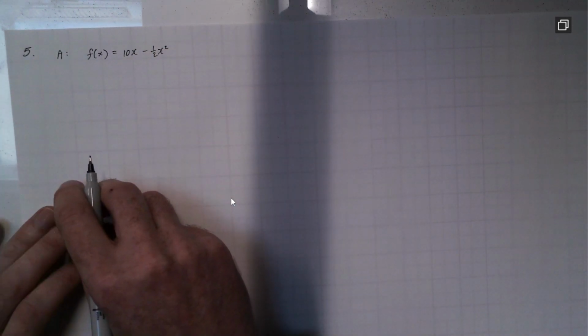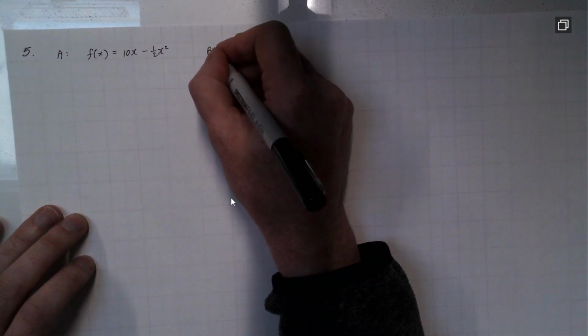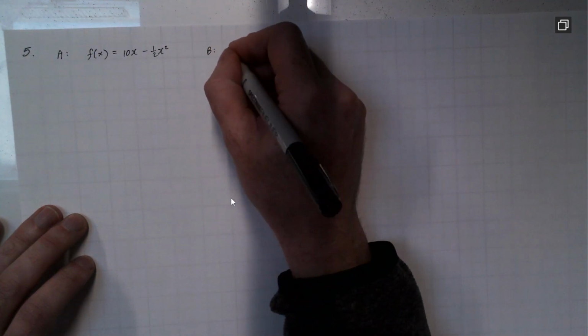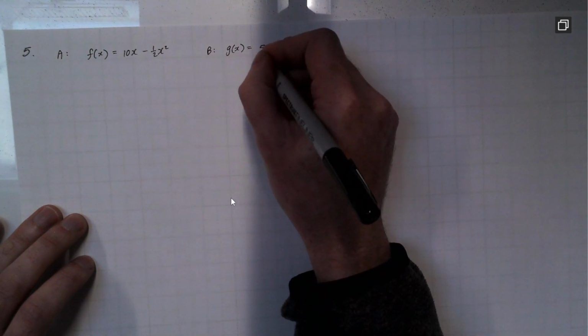Now, A is at a point called the origin. At the same instant that A is at the origin, B is somewhere else, and its displacement from the origin x seconds later is given by the function g of x equals a quadratic in x plus a constant.